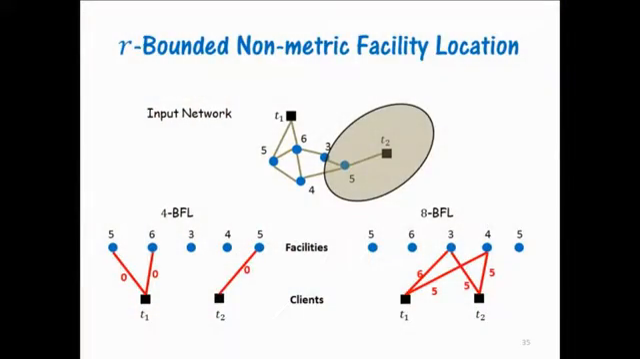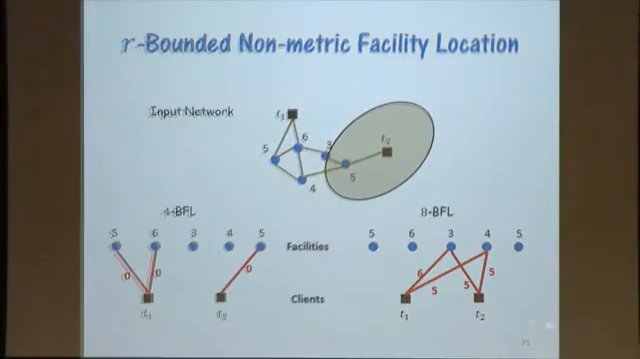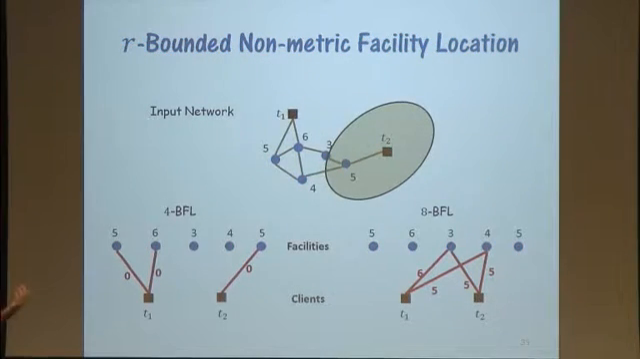And then for T2, I will do the same. I will put a disk of radius 8 over it. Let's see who's on the boundary. This 3 and 4. And the shortest path to them is just 5. So this would be my RBFL instance.